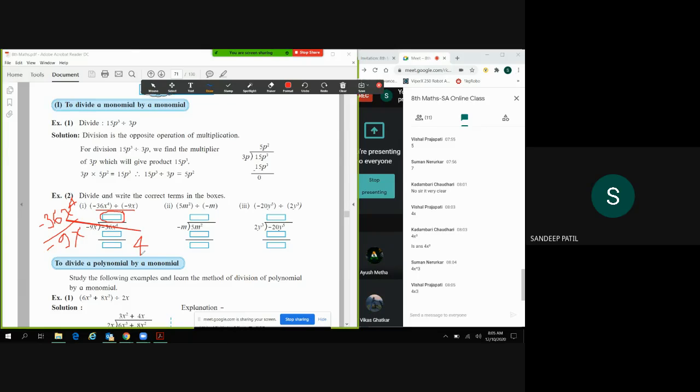Similarly, for x raised to 4 divided by x, this becomes x raised to 3, right? So that is the right answer. So x raised to 4 divided by x, we know that 4 minus 1, so x raised to 3. So this way we can carry out the division. So let's try with another problem. So what is the answer for this? 5m squared divided by minus m. Can you write in the chat box?